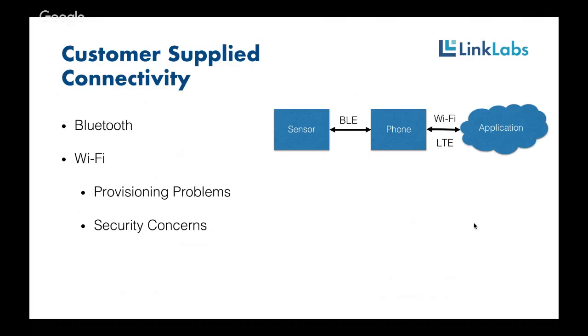Okay, so customer supply connectivity. A lot of people are familiar with this. Here you have generally a phone handset, Android or iOS, which is connecting to some sort of sensor, generally using Bluetooth Low Energy or Bluetooth 4.0. Then an SDK, or software development kit, is running on some app that gets the data from BLE or pushes it back down, and then uses the phone's network connection, which is your Wi-Fi or LTE, to push that data up to a cloud application.